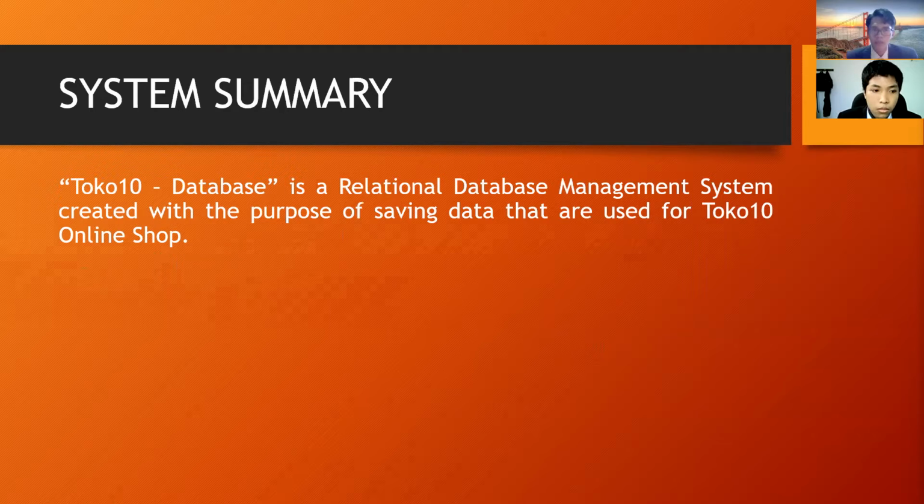Tokoten Database is a relational database management system created with the purpose of saving data that are used for the Tokoten online shop. For example, we'll be saving the data used for logging into an account, that is login info. We'll also be saving customers' biodata, such as customer address, customer's gender, basket detail, checkout detail, and customer's payment method. And then our RDBMS will be saving data for the sellers, that is seller's address, seller's product, product details, and product categories.